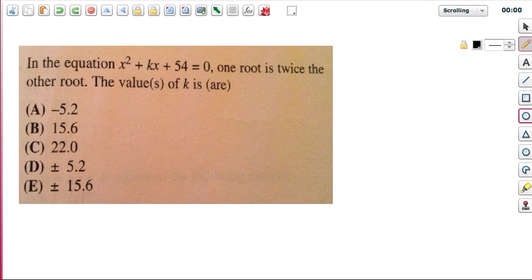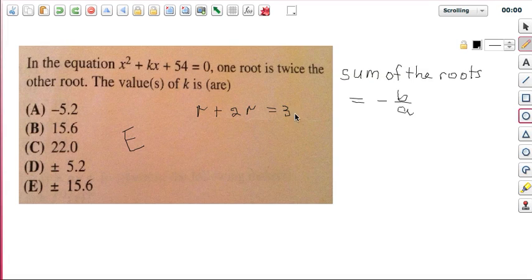This is our last question. Pause your video and try this on your own. Here the correct answer is E. So recall that the sum of the roots is equal to negative b over a. One of the roots is r and the other one is 2r. So r plus 2r is 3r. So 3r is equal to negative b, and that's b right there, so negative k, and a is 1 over 1. So k is equal to 3r.